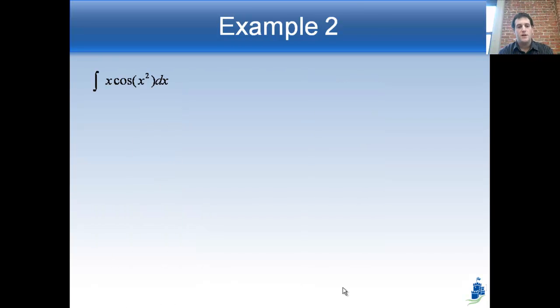Let's try another example. This time it's a little bit trickier. Again, now we realize that there's a bunch of stuff going on. We have two functions being multiplied. We have another function inside a function. You don't have the tools to integrate this except for U-substitution. So let's go ahead and try our steps.